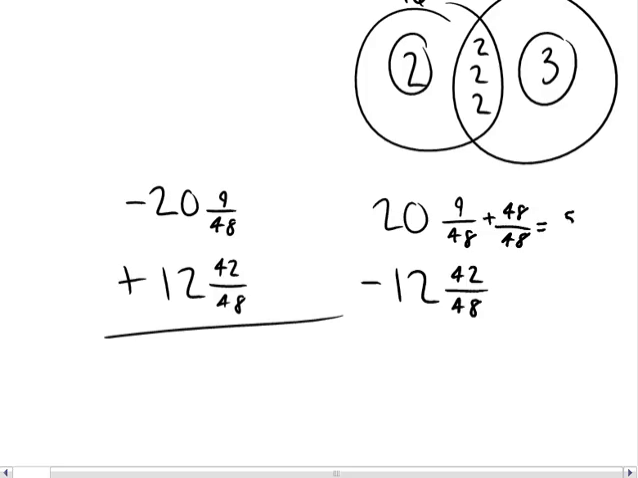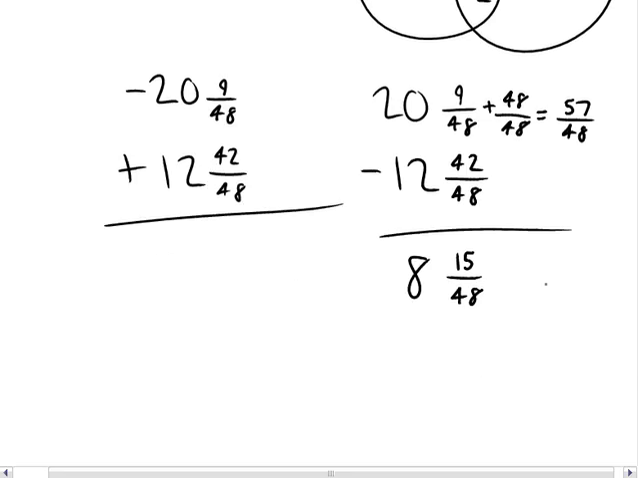And that will equal 57/48. 57 minus 42 is 15. And our denominator stays the same, so our denominator is 48. 20 minus 12 is 8. But we're not done yet.